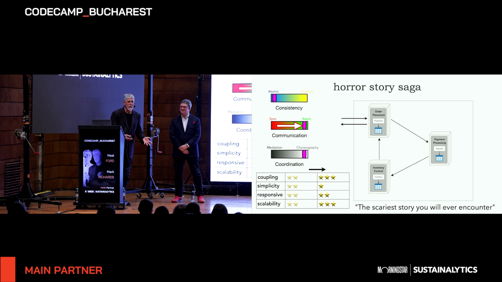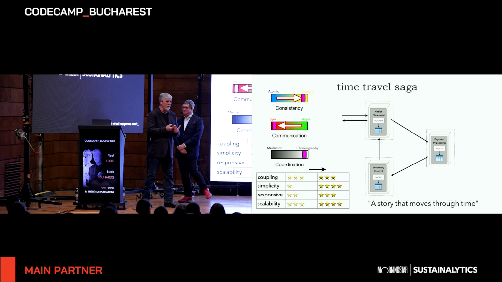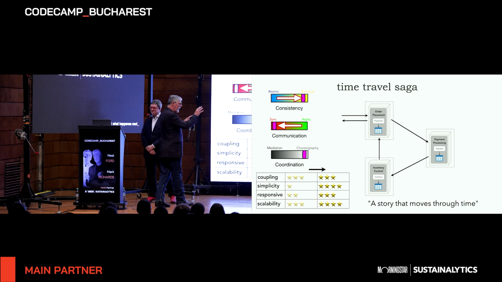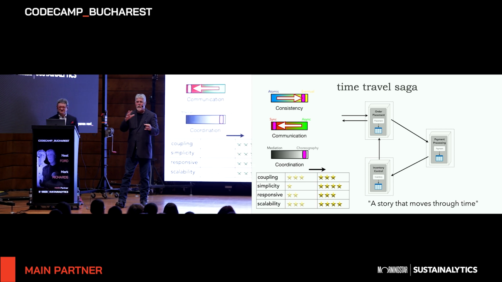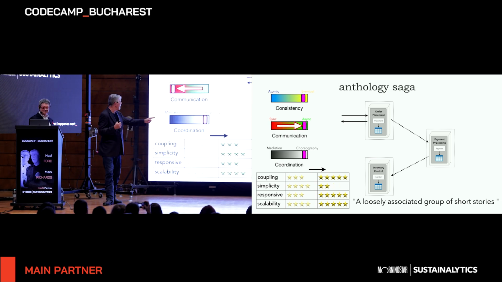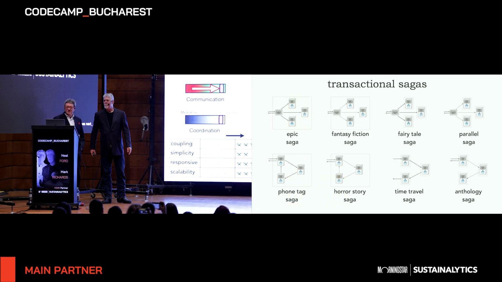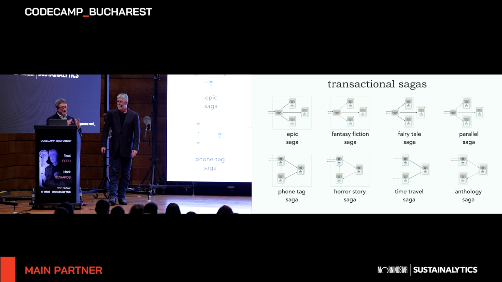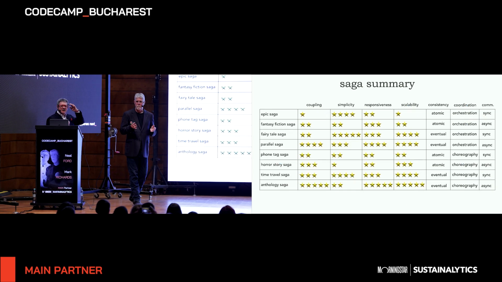Right. It's a great example of the combination of these forces that produce accidental complexity in your system. Time travel, a story that kind of moves through time, where you notice it's still choreography, but synchronous communication. And the best way to improve this one, if you look at the stars down here, there we go. Anthology saga, which is much better. Yes. This is a way of going through and doing qualitative analysis through an address space like this, and it allows you to make decisions in a space like this.